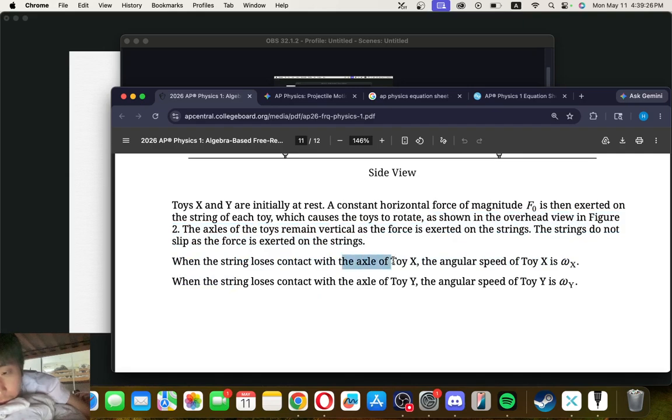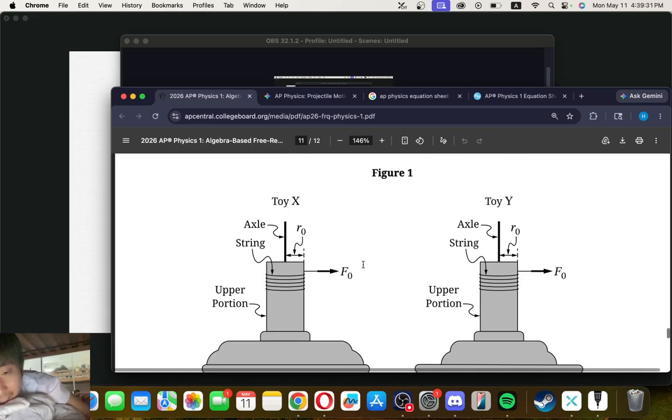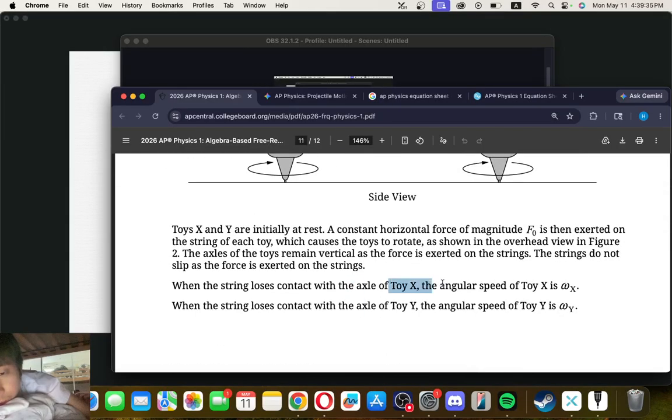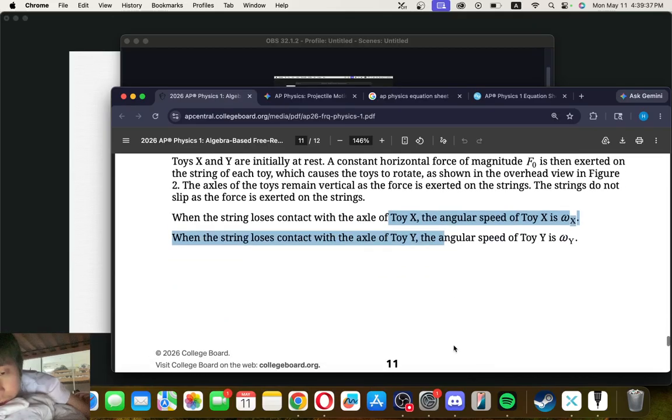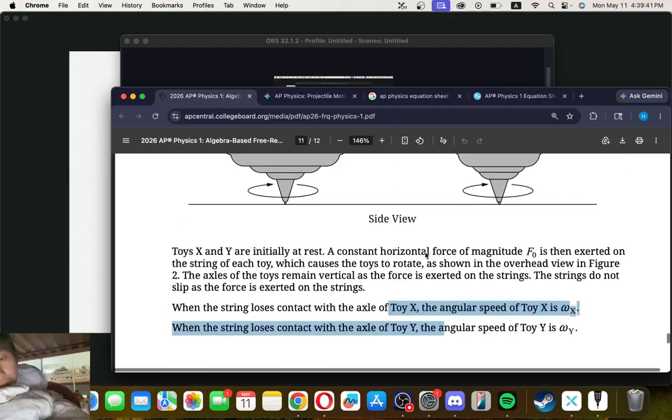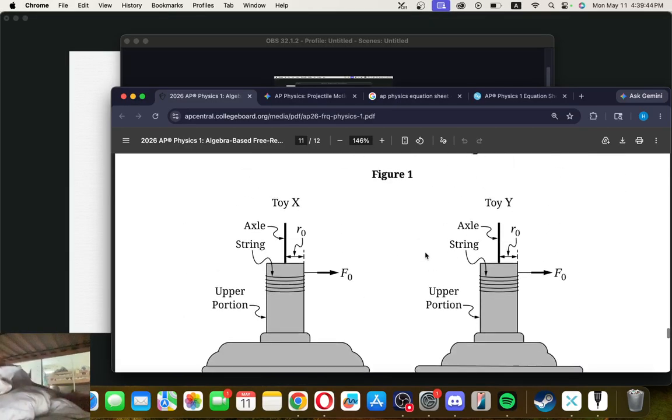The axle. The axle? No clue what that is. Okay. Indicate which one is faster. So, what equation can we relate this to?